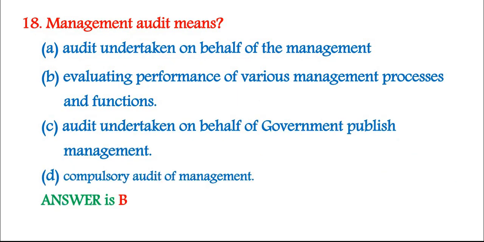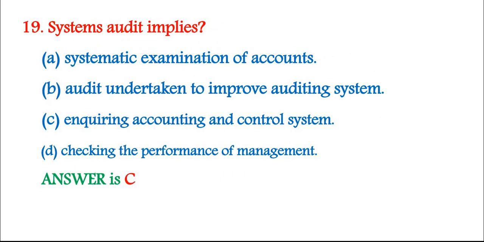18. Management audit means A. Audit undertaken on behalf of the management. B. Evaluating performance of various management processes and functions. C. Audit undertaken on behalf of government published management. D. Compulsory audit of management. Answer is B. 19. Systems audit implies A. Systematic examination of accounts. B. Audit undertaken to improve auditing system. C. Enquiring accounting and control system. D. Checking the performance of management. Answer is C.